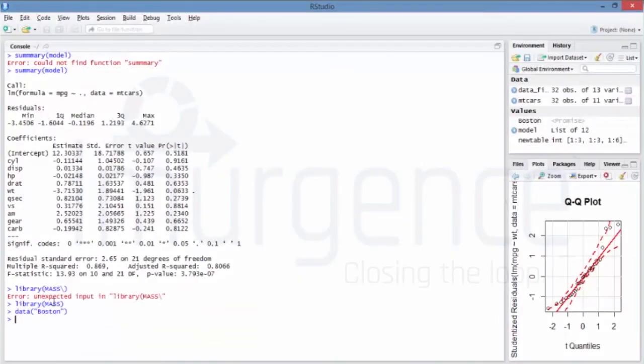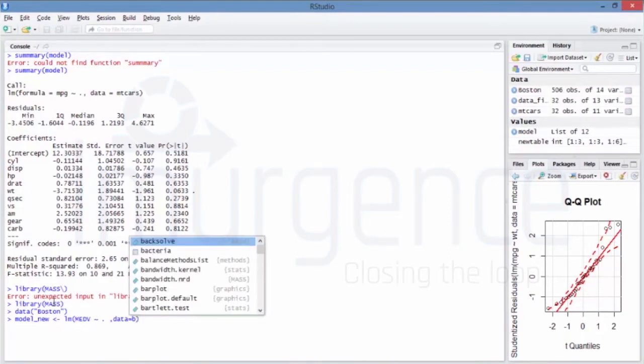So if I want, I can do some linear modeling over here. I'm saying model_new <- lm, and there is a variable called MEDV, that is median value of housing, and I'm just using a tilde sign to separate, and I'm saying data is equal to Boston.